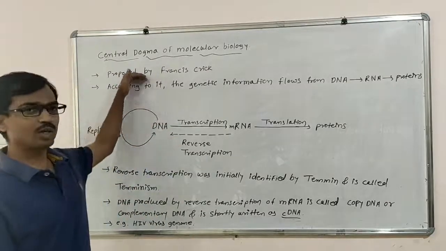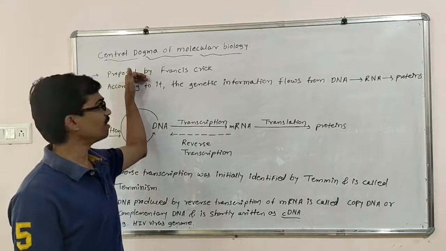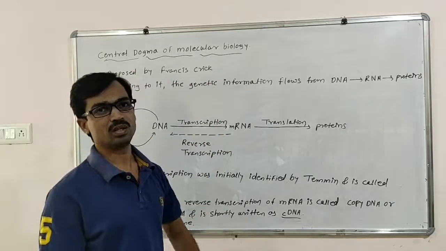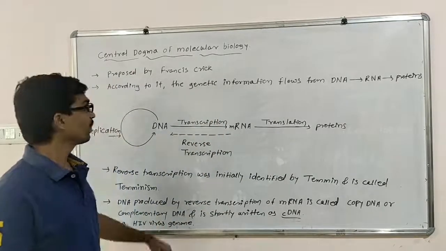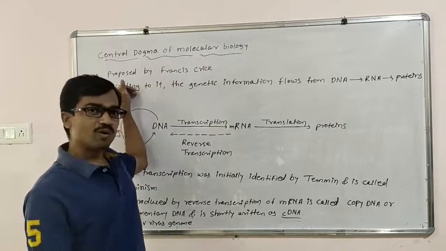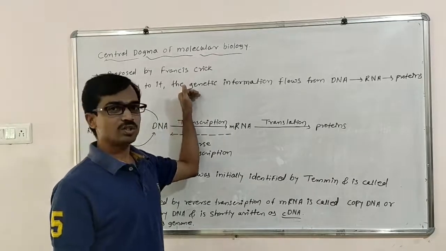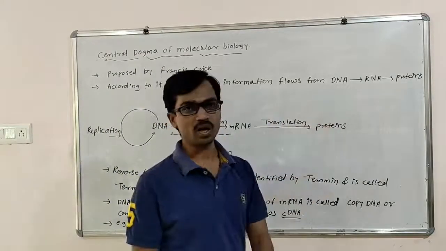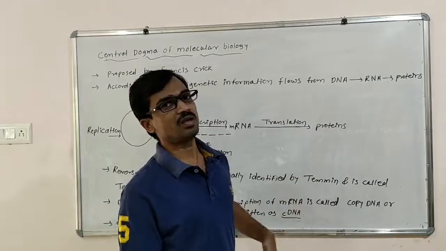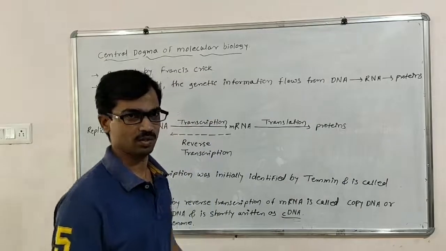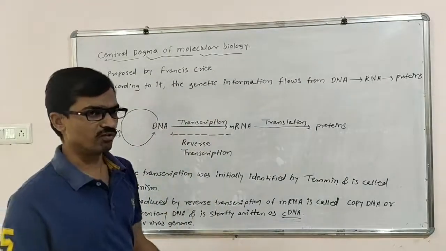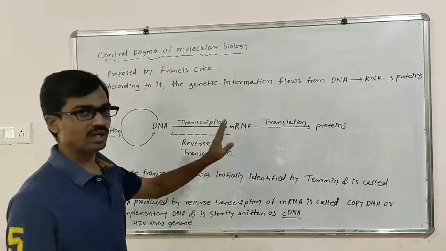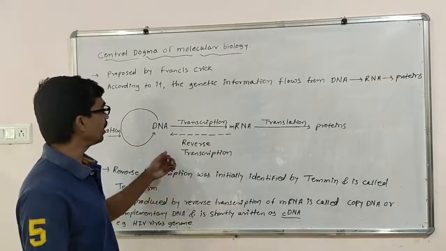This central dogma of molecular biology was proposed by Francis Crick immediately after James Watson and Francis Crick proposed the double helical structure of DNA. According to this central dogma, the genetic information which is present in DNA flows from DNA to RNA and then from RNA to protein. And then proteins execute the actual characters of the organisms in the form of, say for example, enzymes, etc. So how this genetic information exactly flows, we will study with the help of this flow chart.